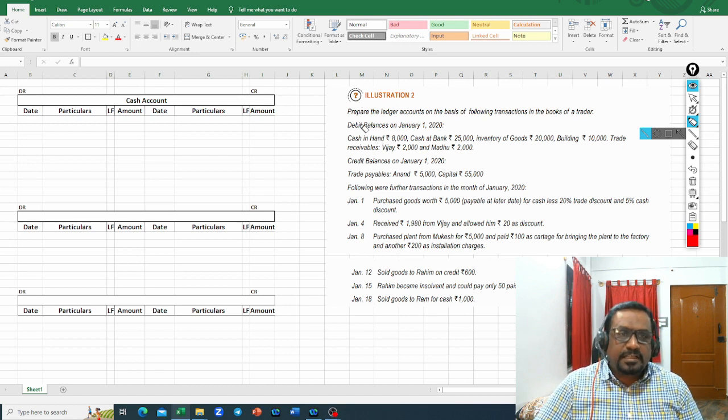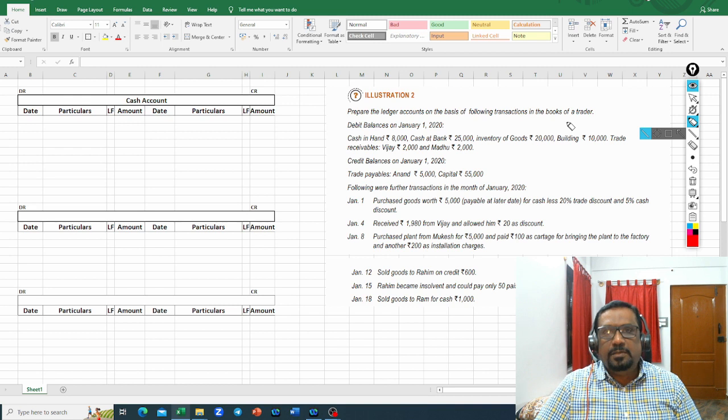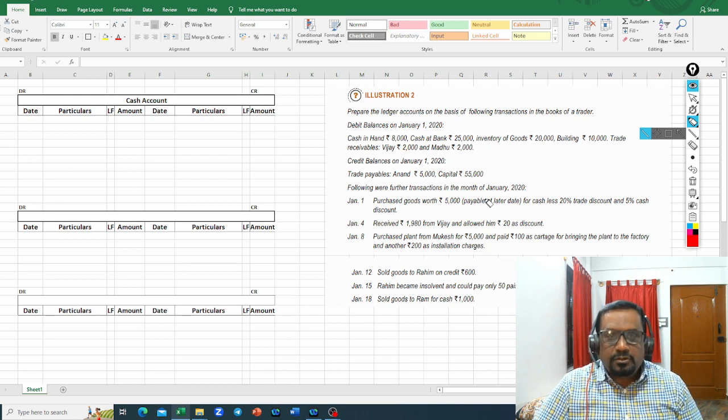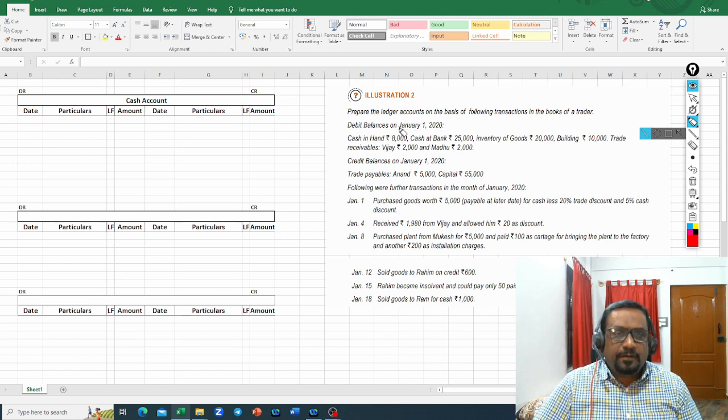Illustration 2, what does it say? Prepare the ledger accounts on the basis of the following transactions in the books of a trader. They are saying there are some transactions given here and they are asking us to prepare the ledger accounts based on these transactions. What are those transactions they have given to us? Debit balance on January 1st, 2020. This is the year beginning, January 1st, 2020.